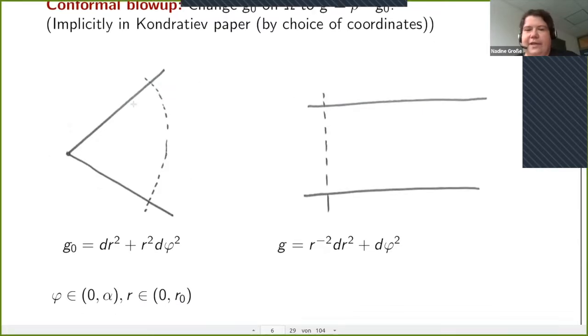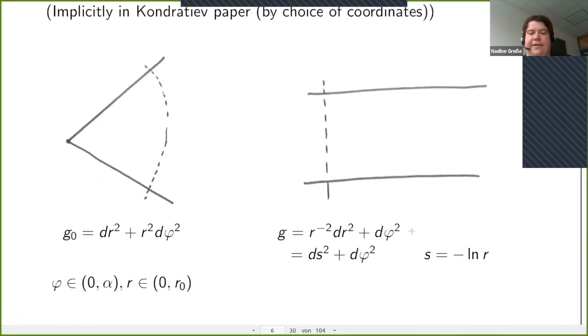So if you just look near your corner, this is part of a polygon now, and you look at the Euclidean metric, in our case, written in polar coordinates where the center of your polar coordinates is the corner itself, then it looks like dr squared plus r squared d phi squared. And phi goes between 0 and alpha, if this angle is alpha here, and I just have some radial part where I've cut it here. And now, you remember in this Kondratiev result, the weight function rho was just the distance to the corner, so near the corner it's just r here in this small part. And if I now do this conformal blow up, so I multiply g0 by r to the minus 2, then the first factor gets r to the minus 2 dr squared, and the second one has no r anymore.